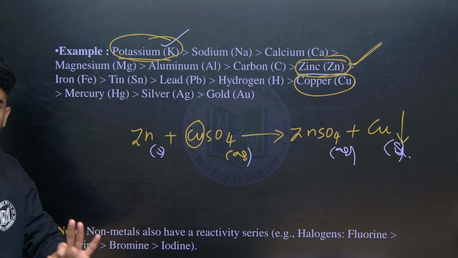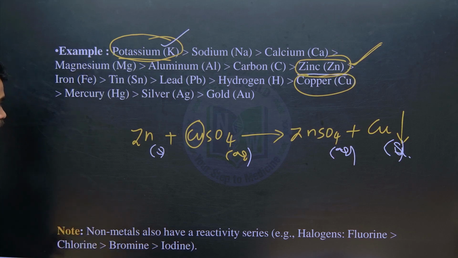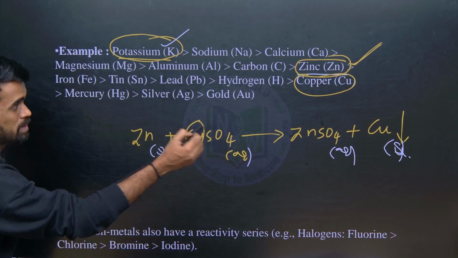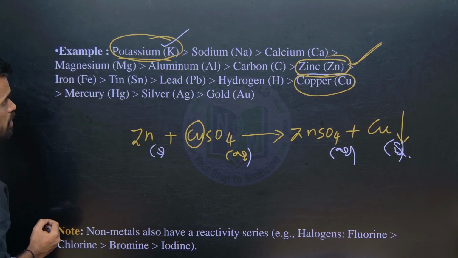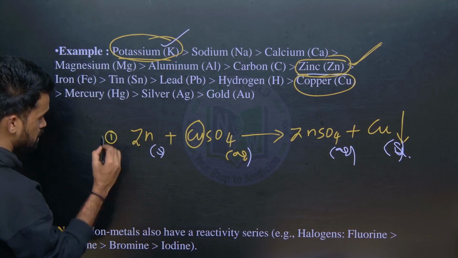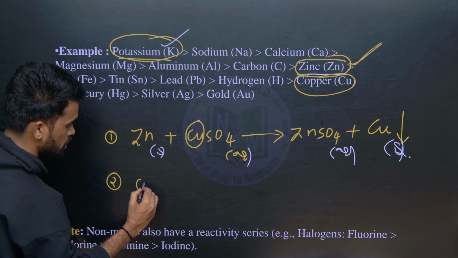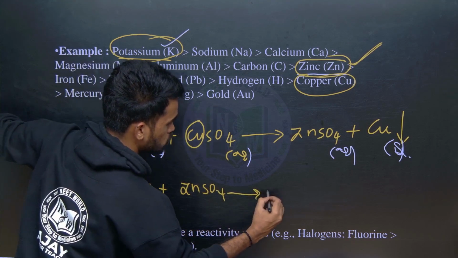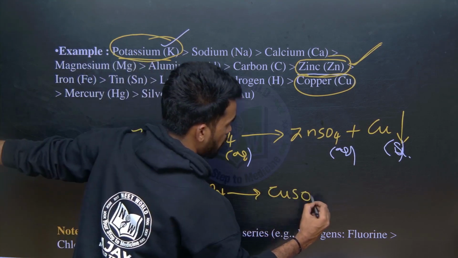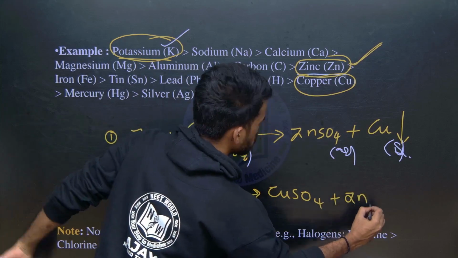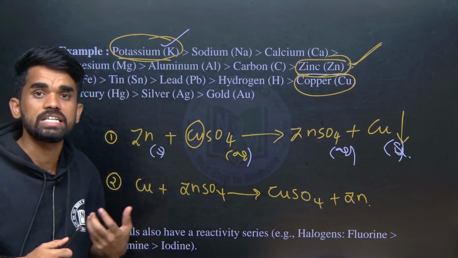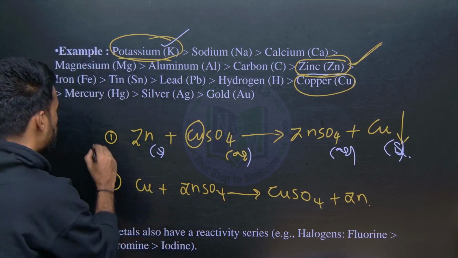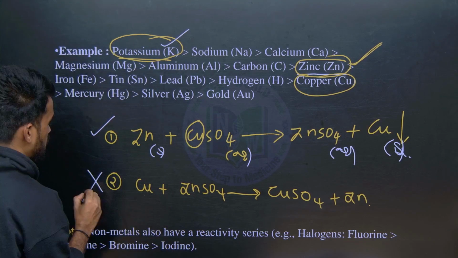Now the question will be like this. In the exam you will see a question like this. Which of the following reactions is possible? They will ask you that, and this is the first reaction, and they will give one more reaction: Cu plus zinc sulfate solution giving copper sulfate plus zinc. Out of these 1 and 2, which reaction is possible, they will be asking. Only the first reaction is possible, but the second reaction is not possible.